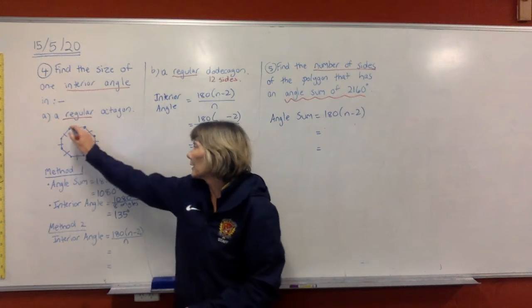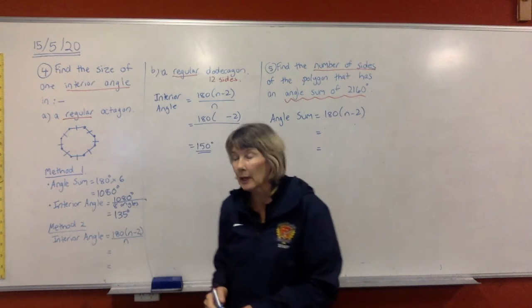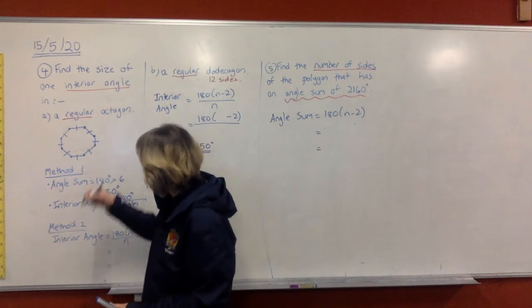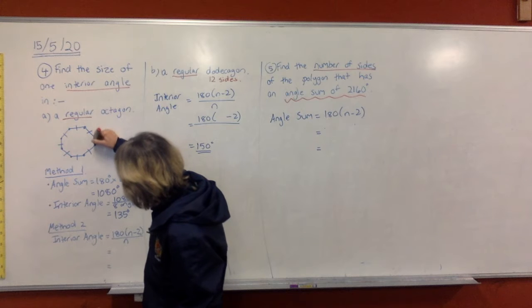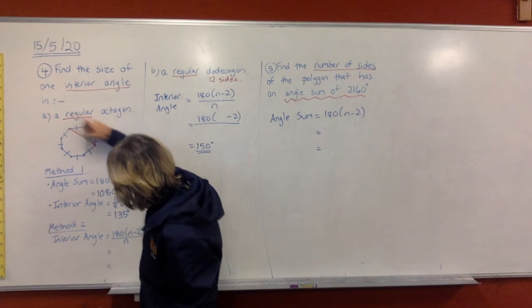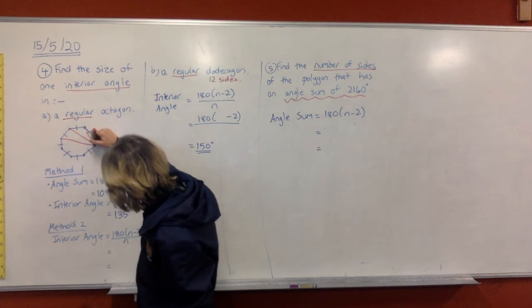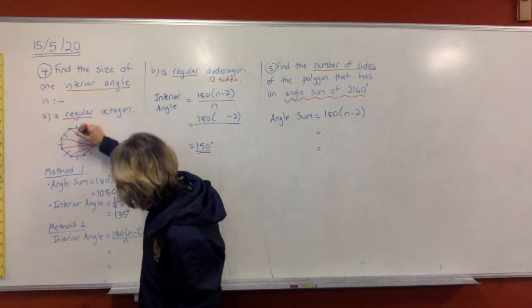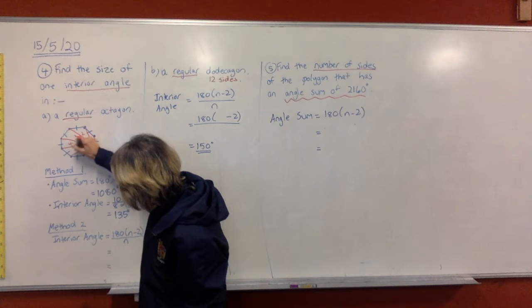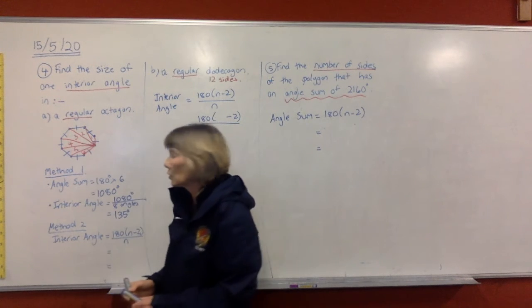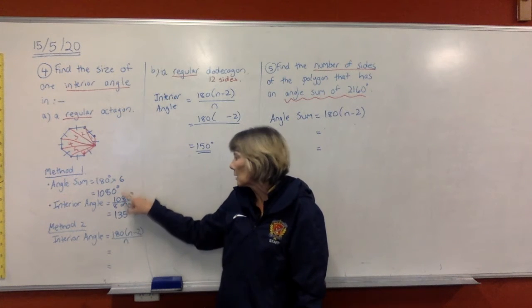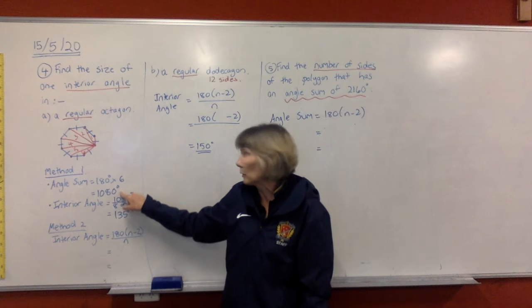Okay, I've marked in all the equal sides because they told us it was regular. Alright, so we're going to go through method 1. If I start at any corner and join to every other corner, count the triangles. We have 6 triangles. So we're going to do 180 degrees times 6 triangles. It works out to be 1,080 degrees.